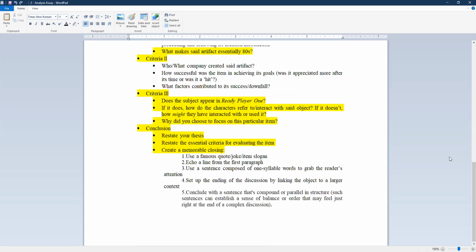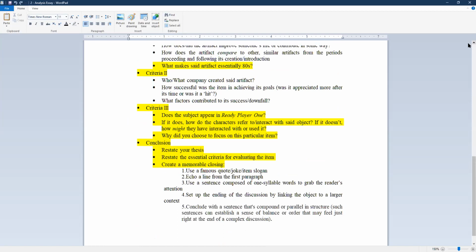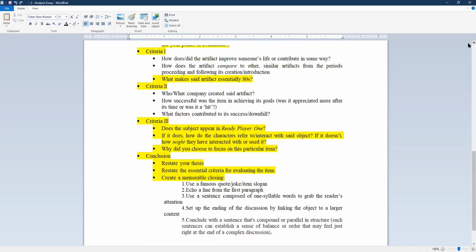For your criteria, you may want to select from some of the examples, but I've tried to, in each of the criteria topics, highlight what I think all students should include in their analysis, whether or not they all apply to your specific topic. So you at least want to pause long enough to explain what makes the artifact essentially of the period.